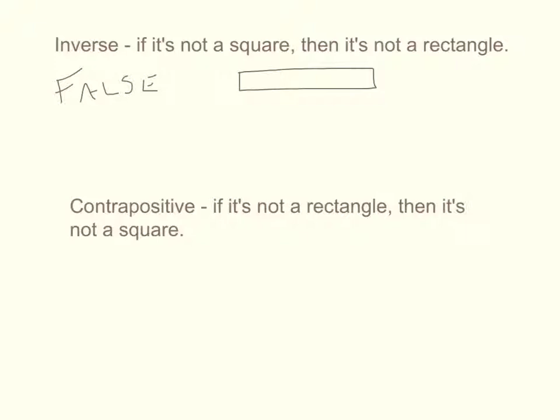The last one we'll do would be, if it's not a rectangle, then it's not a square. And that would be true. Anything that's not a rectangle, there's no way it could be a square.